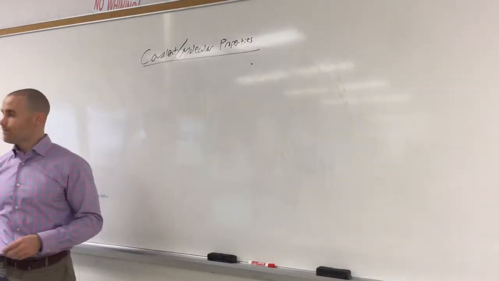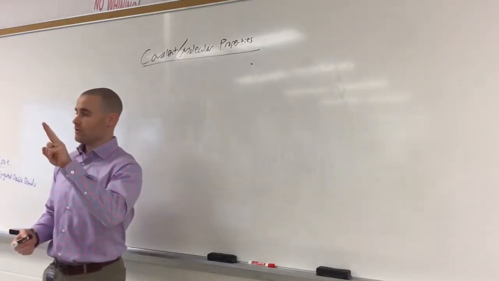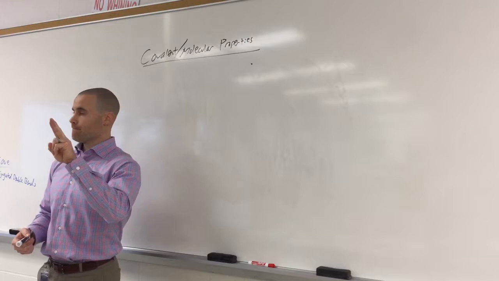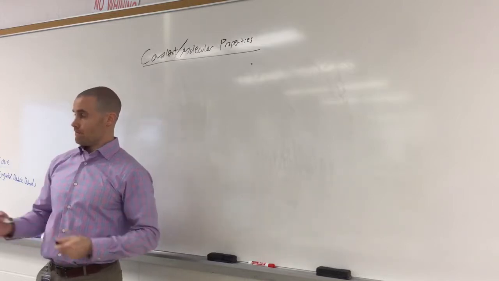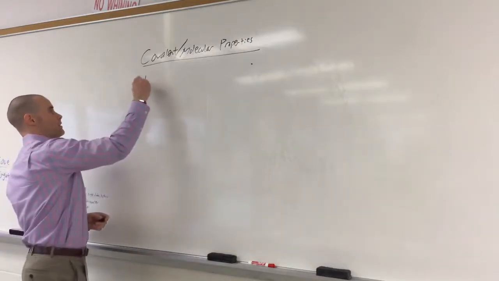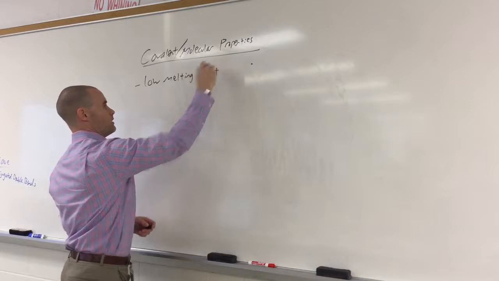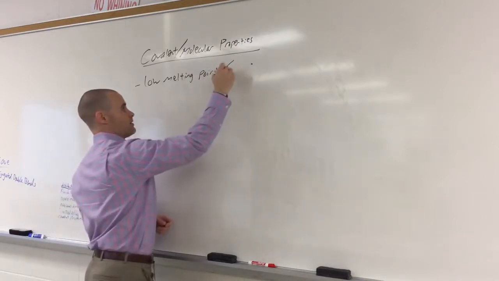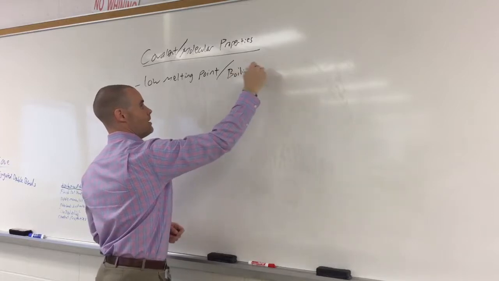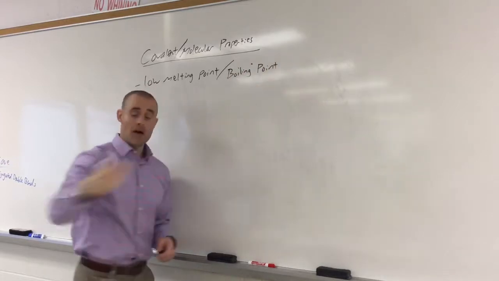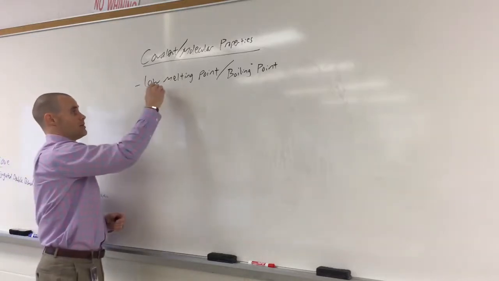What did you learn in lab? Properties of covalent in lab. Two properties you learned. It melts. Right. They melt easy. Low melting point. I'm also going to put a little slash here: boiling point. We didn't see that in lab, but if they have low melting points, they have low boiling points.